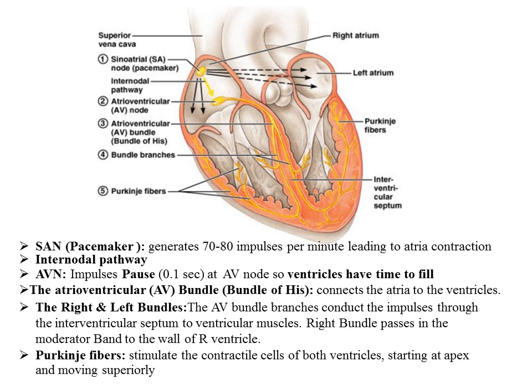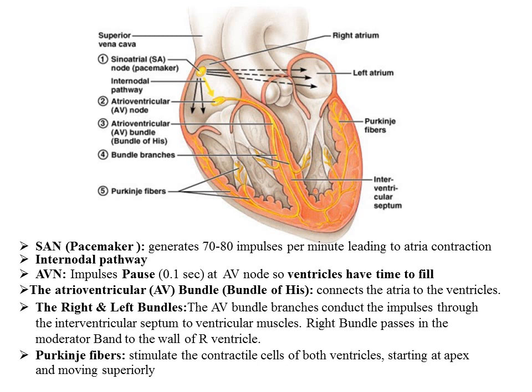Then coming from this AV node is what is known as the atrioventricular bundle, or the bundle of His. And this is connecting the conductivity through the system from the atria to the ventricles. This bundle of His is divided just at the uppermost part of the interventricular septum, so as to give two branches, the right and left bundle branches.